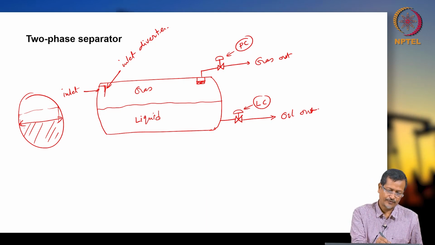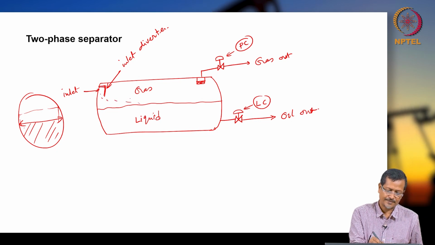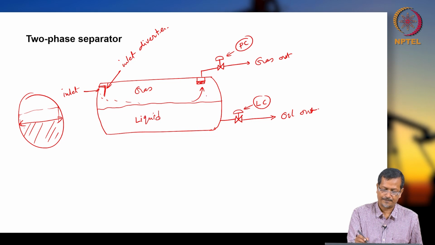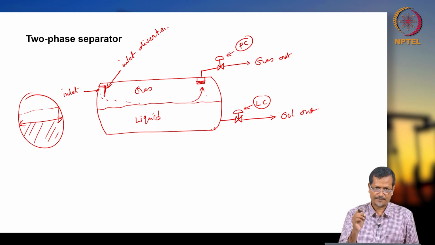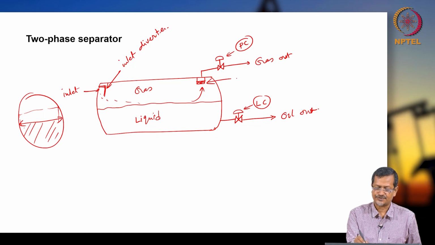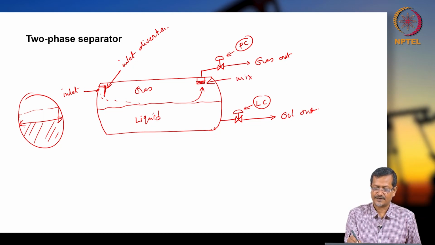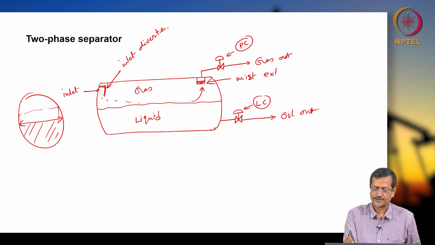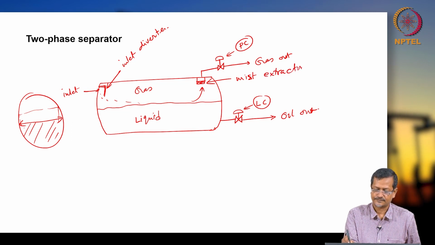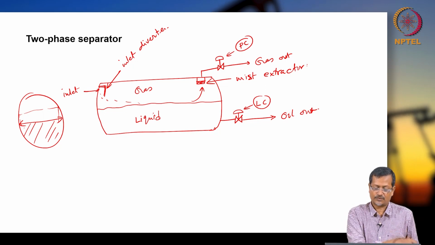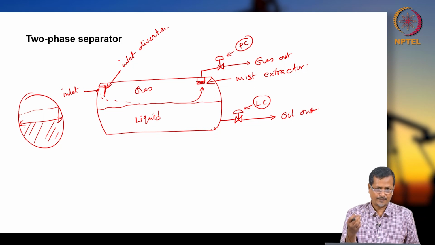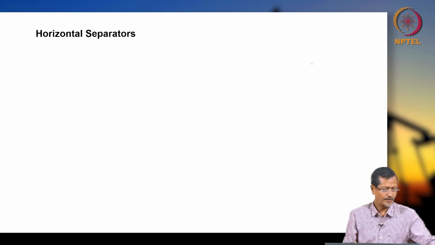So the oil and gas mixture will be flowing through the inlet diverter. It will come like this, and gas will be moving up. When gas is moving up, all liquid particles should fall down. If there are small tiny particles, this mist extractor or mist eliminator will prevent the small tiny liquid particles from going out through the gas line.